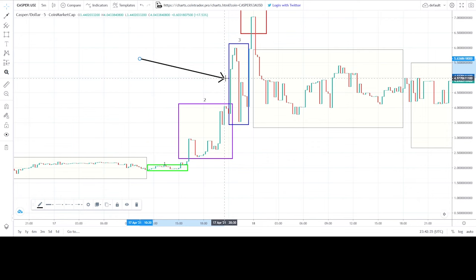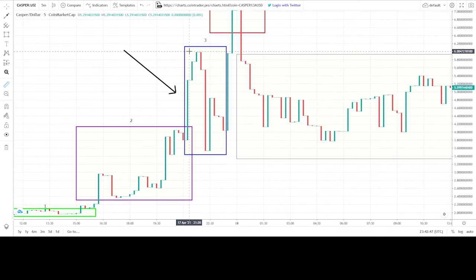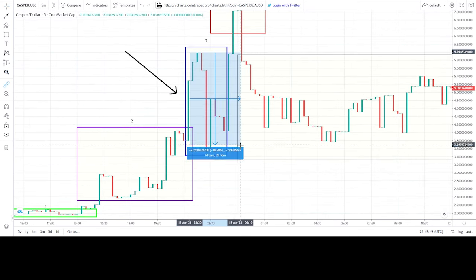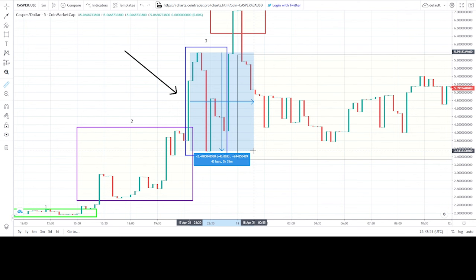Let's zoom in on this. Here we are zoomed in, and let's measure what this decline was. So roughly 40%. So large decline, people.